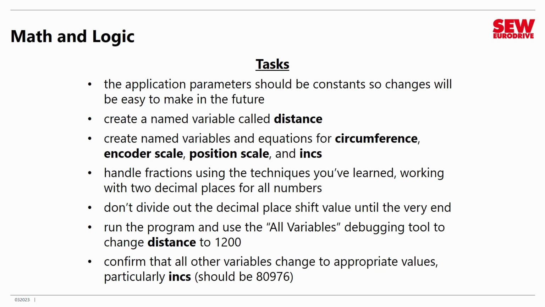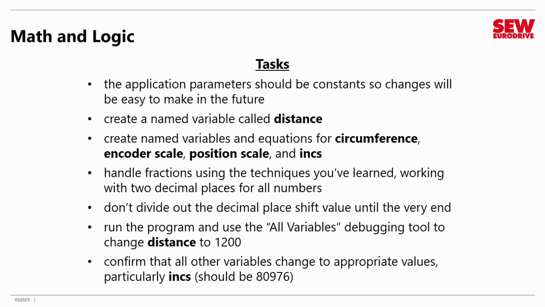And I'd like you to handle fractions using the techniques that you've seen me demonstrate. You may want to go back and review some of that. And just do 2 decimal places for all numbers. And for pi, use 3.14. So do everything to 2 decimal places. That's accurate enough for this. And I would suggest don't divide out the decimal place shift value until you come to the very end. Otherwise, you're going to get some rounding and your program won't be quite as good.